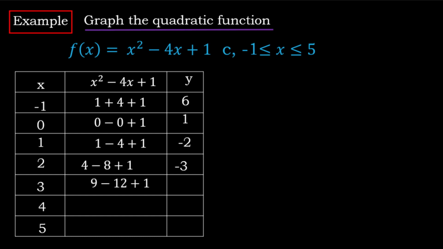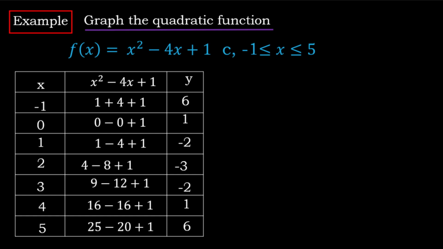f of 3: 3 squared equals 9, -4 times 3 is -12, plus 1. 1 plus 9, two positive numbers, equals 10, and 10 minus 12 is -2. And f of 4 will be 16 minus 16, plus 1, which is 1. The last number, f of 5, will be 6.